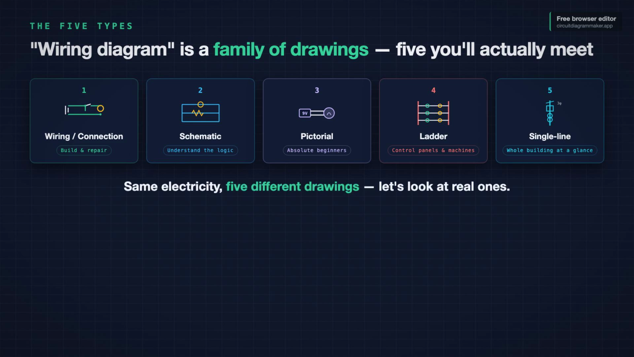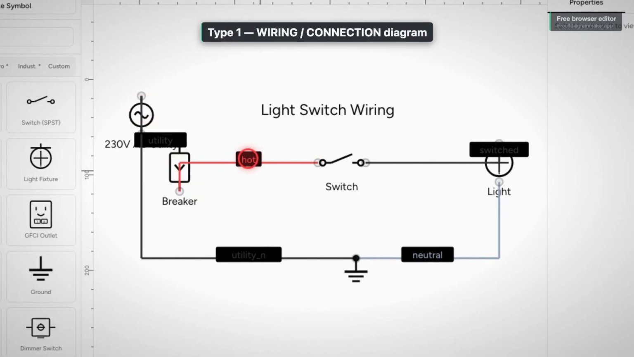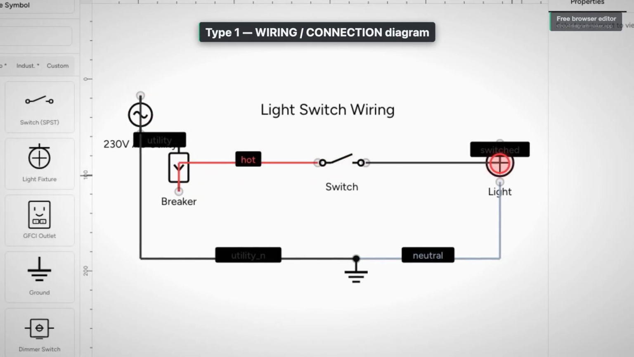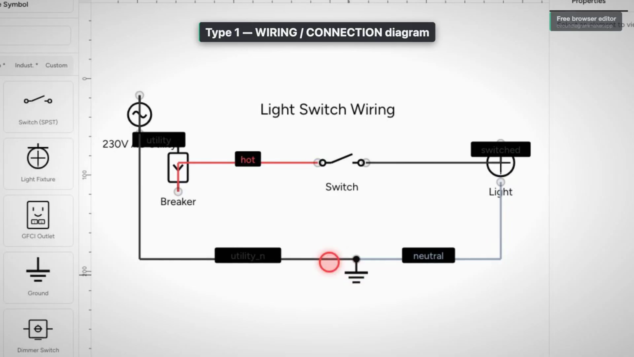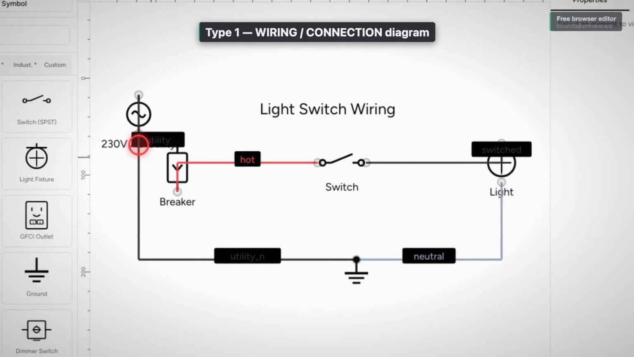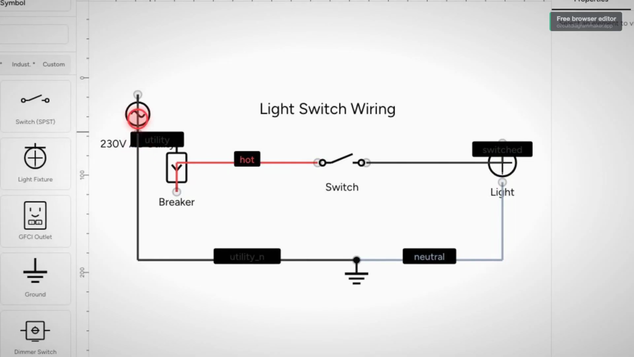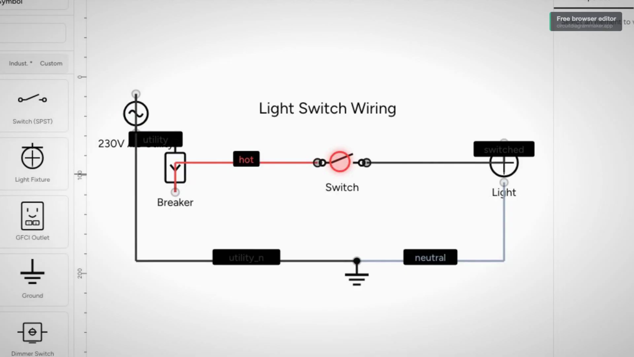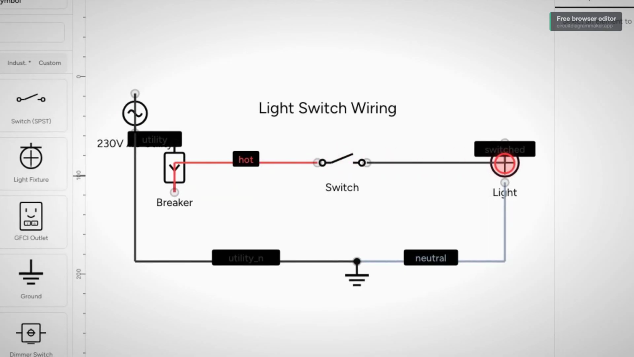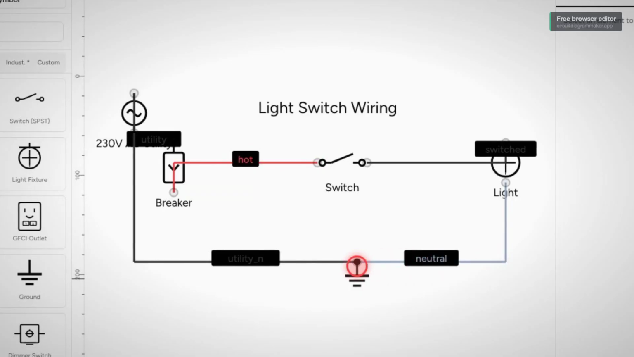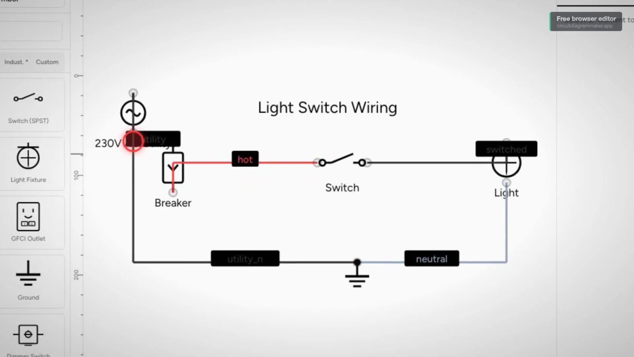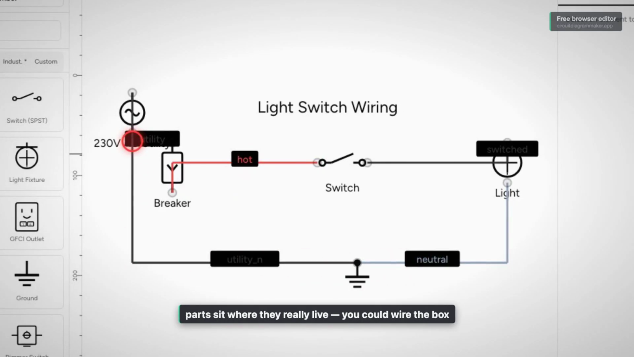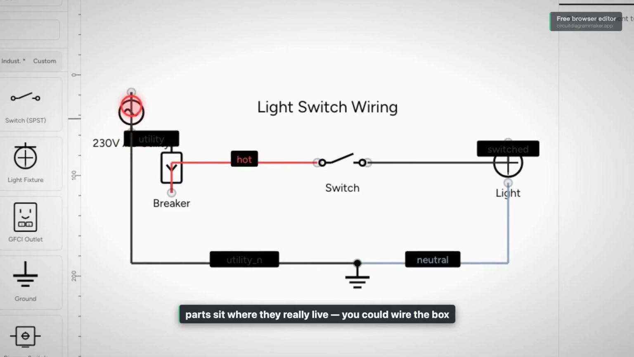Let's look at real ones. Start with the 2 you will meet most. This is a wiring or connection diagram. The light switch from the opening. Notice what it gives you. The parts sit roughly where they live in the real world. The wires are drawn the way they actually run. You could follow this with a screwdriver in your hand and wire the box. That is its job, building and repairing. It trades tidy logic for real-world layout.